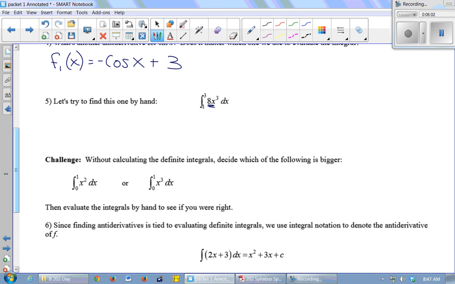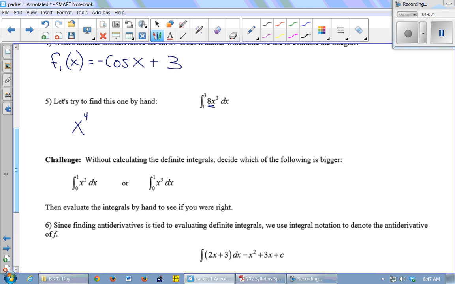Yeah, it's definitely got to be an x to the 4th, right? Because to go backwards from a derivative to an antiderivative: when you take a derivative using the power rule, the exponent decreases by 1. So to go the other way, we should increase the exponent by 1. So it's definitely going to be x to the 4th.